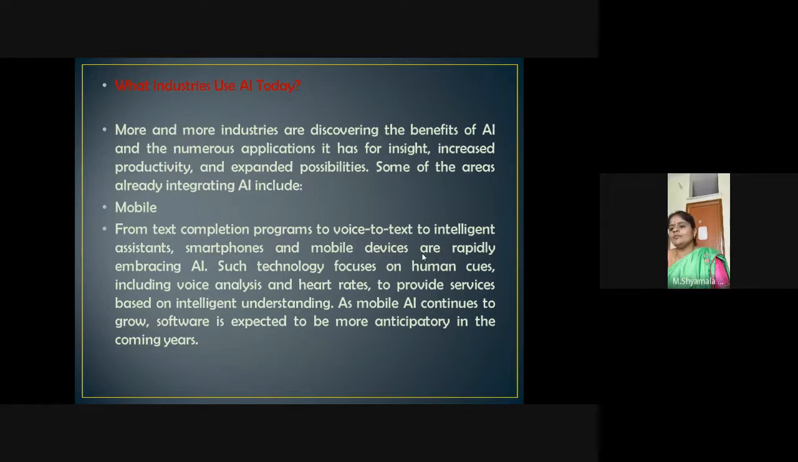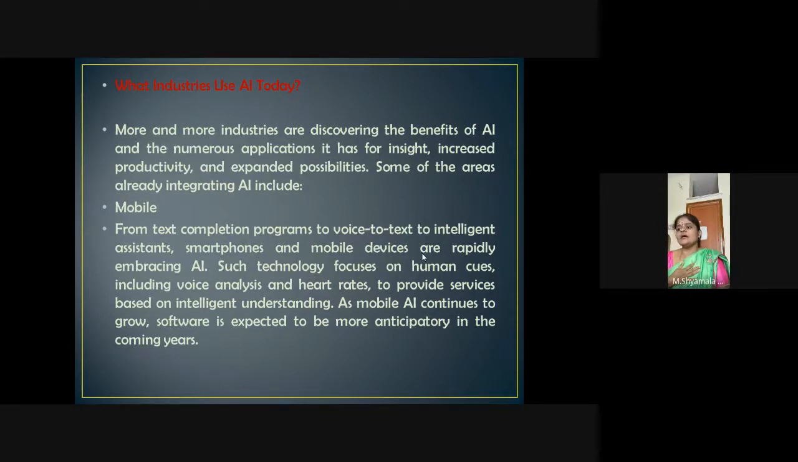Of course, mobile first. From text completion programs to voice to text to intelligent assistants, smartphones and mobile devices are rapidly embracing artificial intelligence. Such technology focuses on human cues, including voice analysis and heart rate. Normally in our mobile phone, when we are walking, we used to hear songs. After that, at the end of our day, we receive how many steps we walked. Everything, that information will be given by our smartphones.